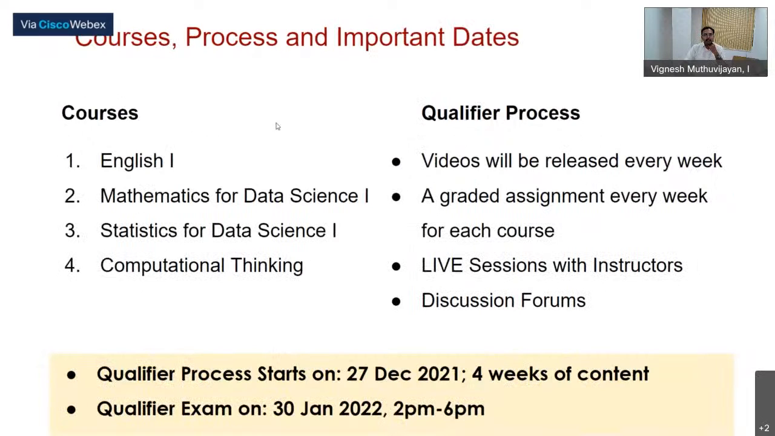So these are the courses which are going to be part of your foundation level qualifier process. The qualifier process itself starts on December 27th, and there will be 4 weeks of content. There are four courses in this qualifier process: English one, mathematics for data science one, statistics for data science one, and computational thinking. So we will describe what the qualifier process is so that you have clarity on what needs to be done.